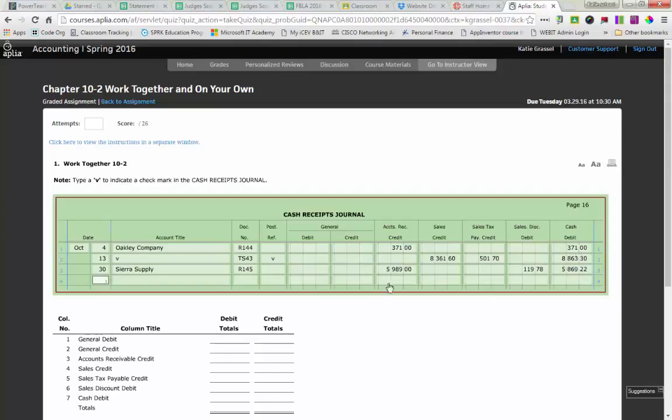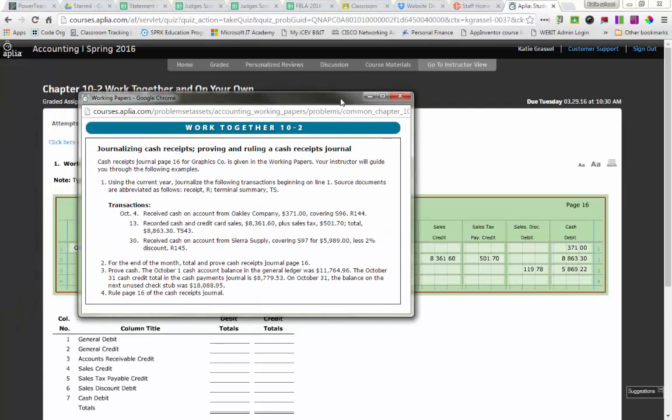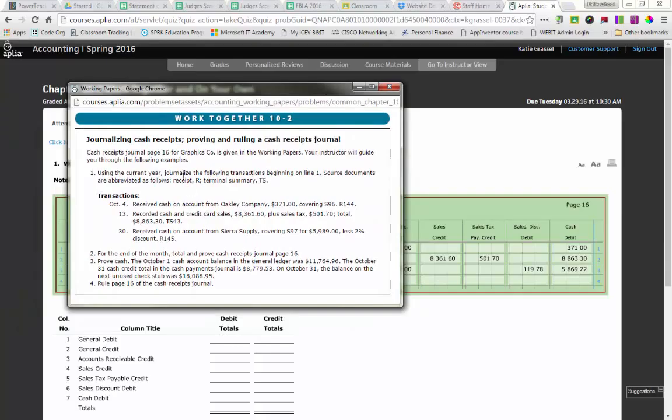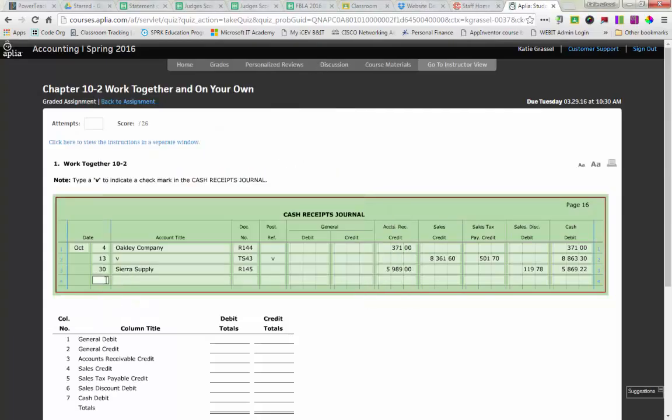And then to find your cash, my cash is going to be the difference, which will be $5,869.22. I've got to make sure my debits and credits equal going across. So I journalized those transactions.